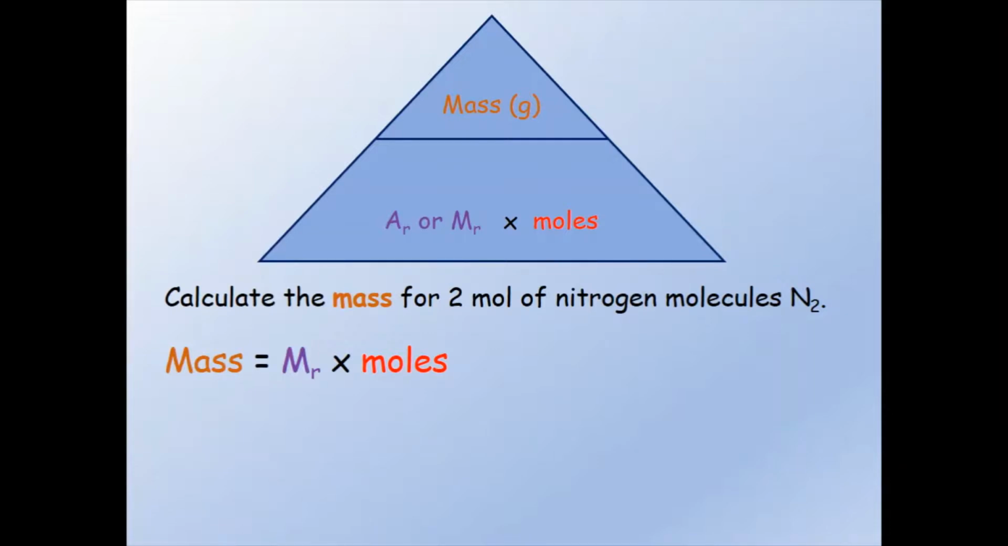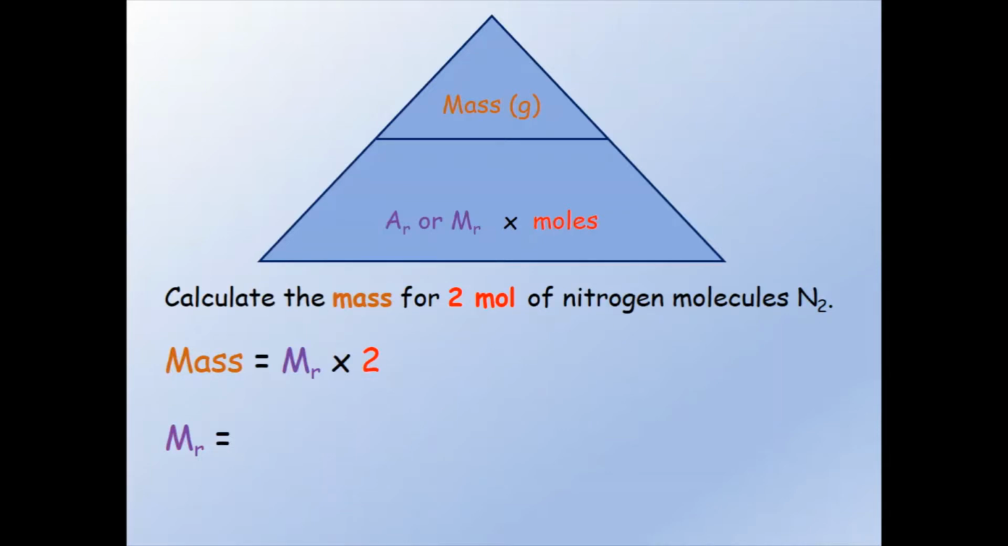When we look back at the question, we can see that we are given 2 mole for moles in the question. So we can just plug that 2 straight in. Now what we need to do is calculate the relative formula mass, Mr. And we do this by looking at the nitrogen molecule.